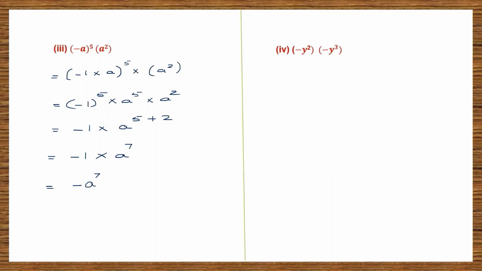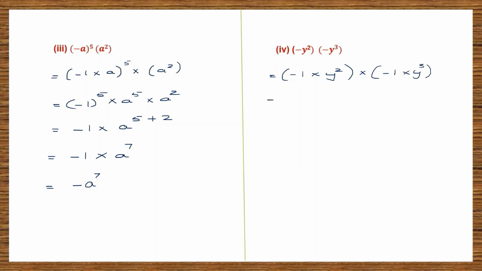Question 4. Here we have again a negative variable, minus y raised to the power of 2. So this will be equal to minus 1 into y to the power of 2 into minus 1 into y to the power of 3.